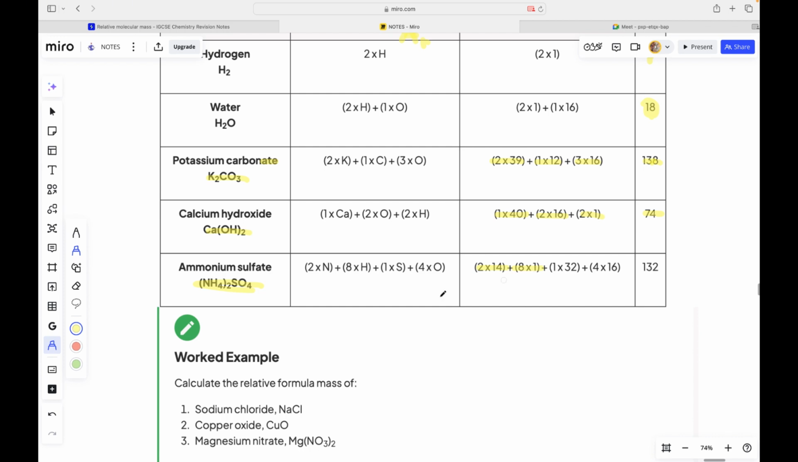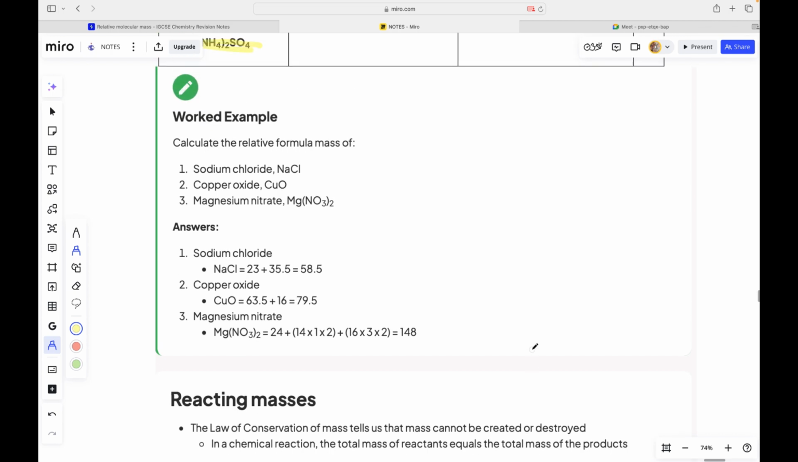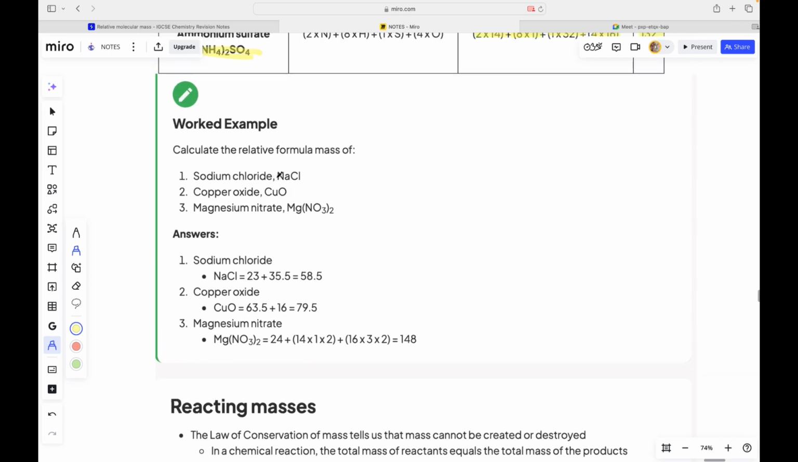Then for sulfur is 32, and there's only 1 atom. We say 1 times 32, we get this one. And then for oxygen has 4 atoms. 4 times 16, we get this one. So we add everything together, we get 132 for the relative molecular mass. Is that okay? So this is how we do relative molecular mass. We can do for this sodium chloride, calculate the relative formula mass. Okay, it's same thing whether they say formula mass or molecular mass, same thing.